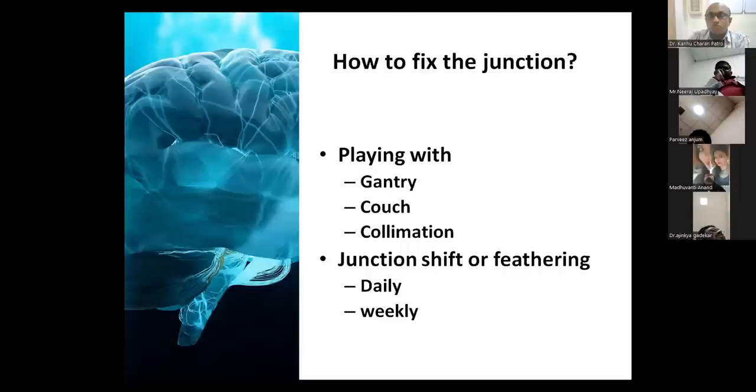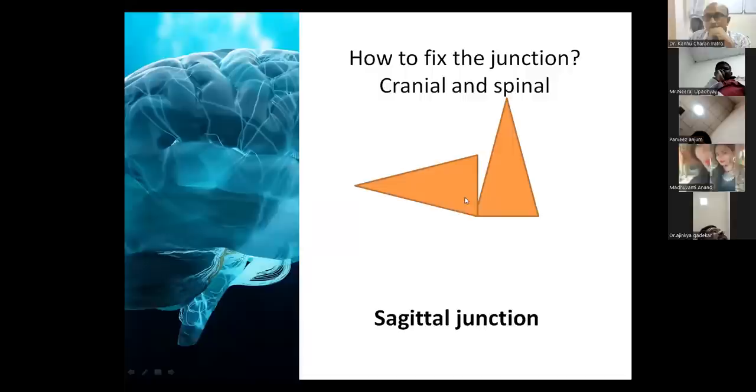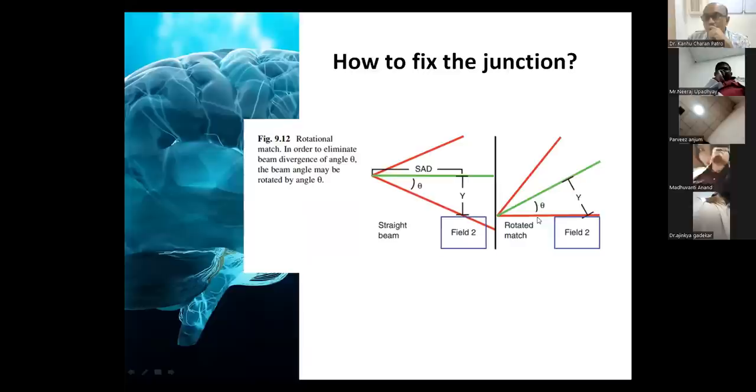Suppose this is the cranial field and this is the spinal field. Definitely there will be a hotspot in this area. So how to do that? You have to collimate this cranial field to make it parallel and maintain a gap. The sagittal section you should match with that. And how much rotation do you have to give? Usually 10 degree collimation is sufficient to match the field.